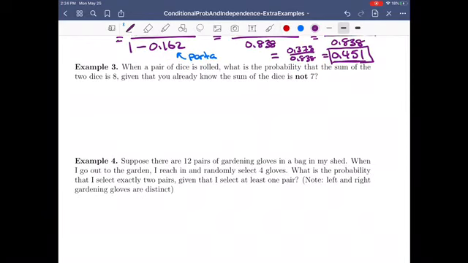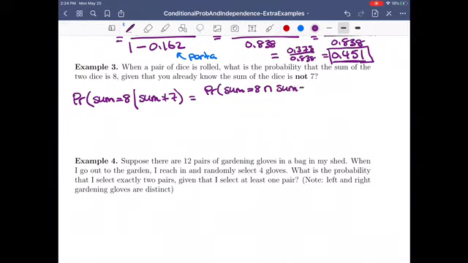When a pair of dice is rolled, what's the probability the sum of the two dice is 8, given that you know the sum is not 7? So here's another conditional probability. We want the probability the sum is 8 if we know the sum is not 7. Using our conditional formula, this is the probability the sum is 8 and the sum is not 7, divided by the probability the sum is not 7.